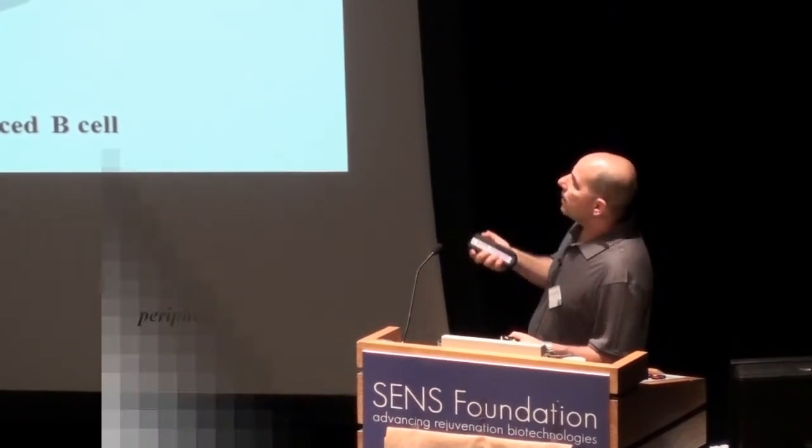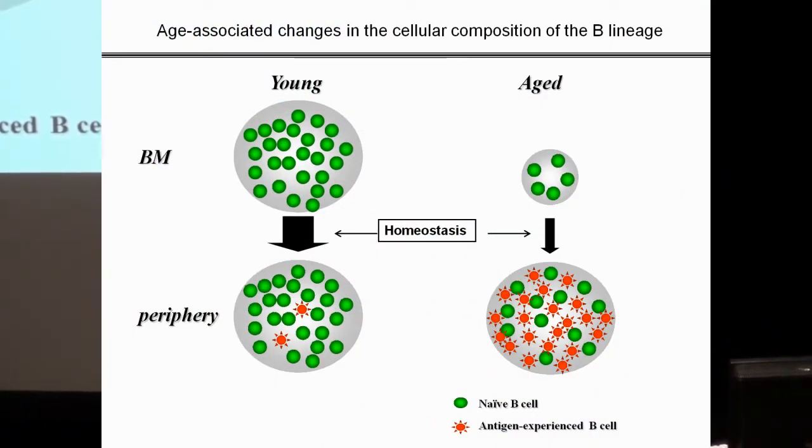If you look at the main two compartments of B cells in an individual, in the bone marrow and in the periphery, in the young situation, you see that the bone marrow is making a lot of B cells, and constantly these B cells migrate to the periphery to replace the naive B cells, which are relatively short-lived. And this constant replenishment occurs in the young situation.